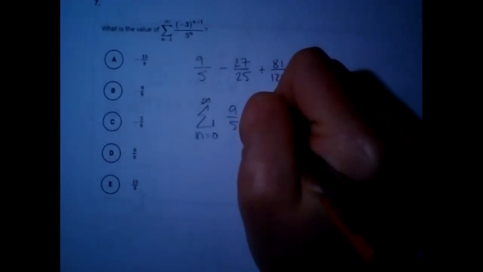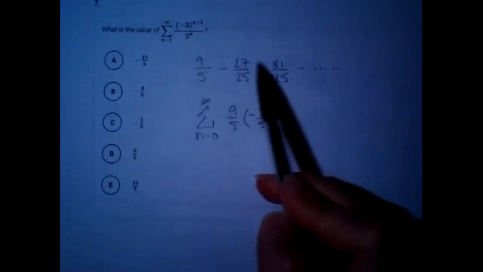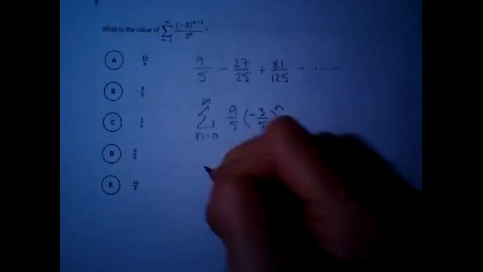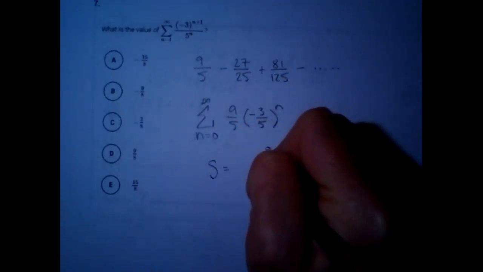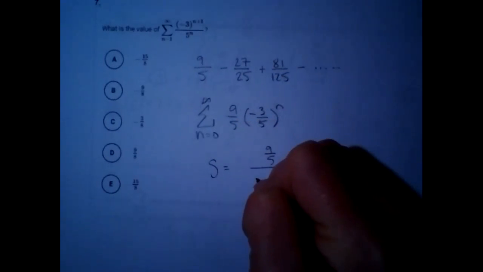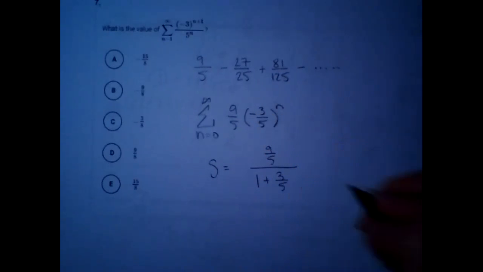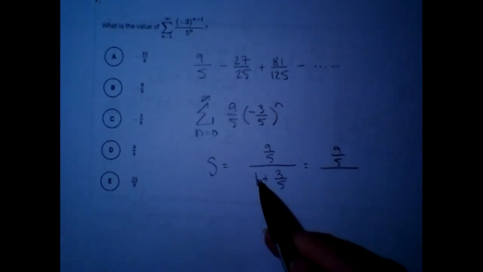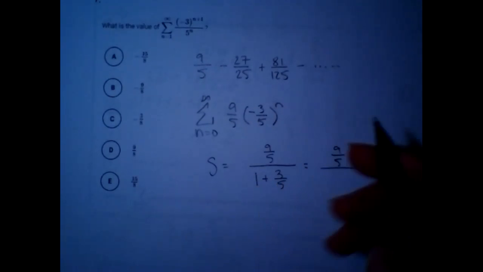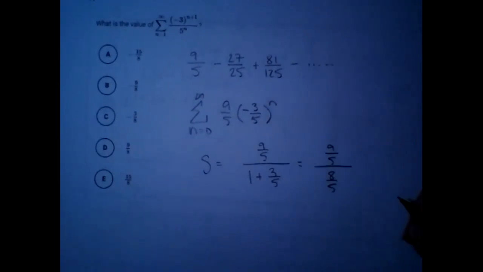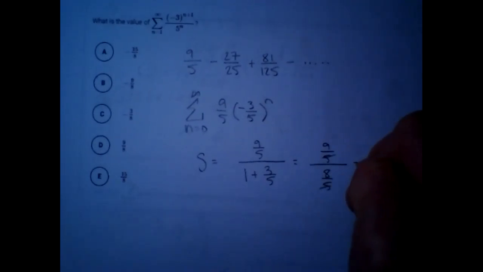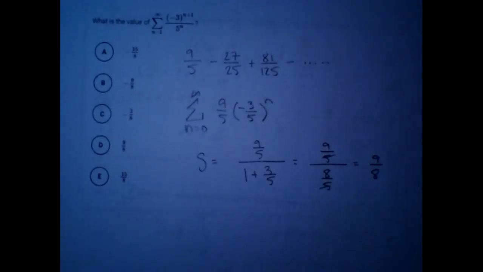It needs to be negative because we're alternating each time. And we're multiplying by 3 in the numerator and then by 5 in the denominator. So -3/5. So this sum is going to be 9/5 over 1 minus -3/5. So that'll be +3/5. So that is 9/5 over, let's see, this would be 5/5 plus 3/5 would be 8/5. And the 5s are going to cancel, so 9/8. And so that one is D.